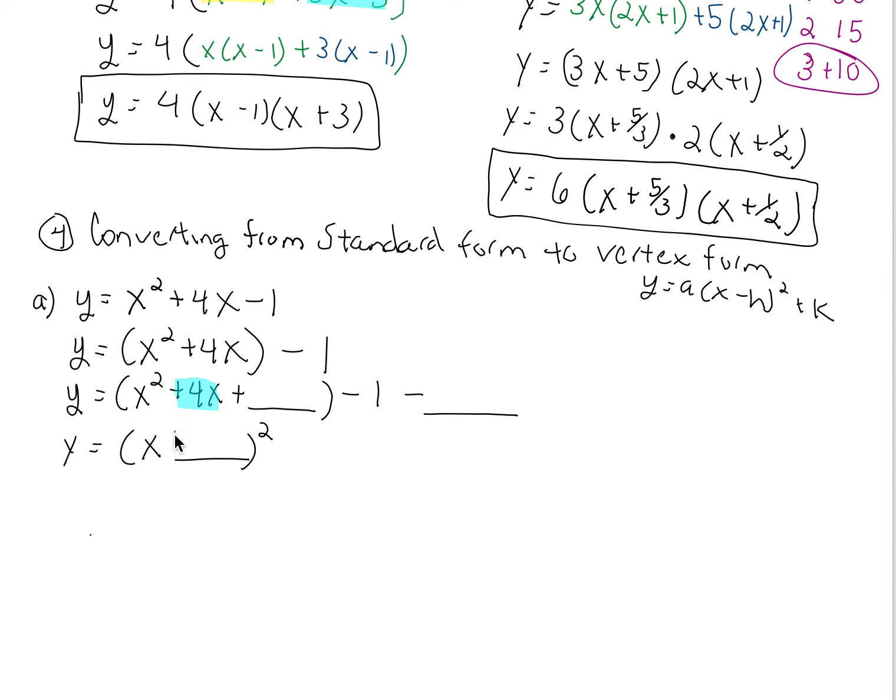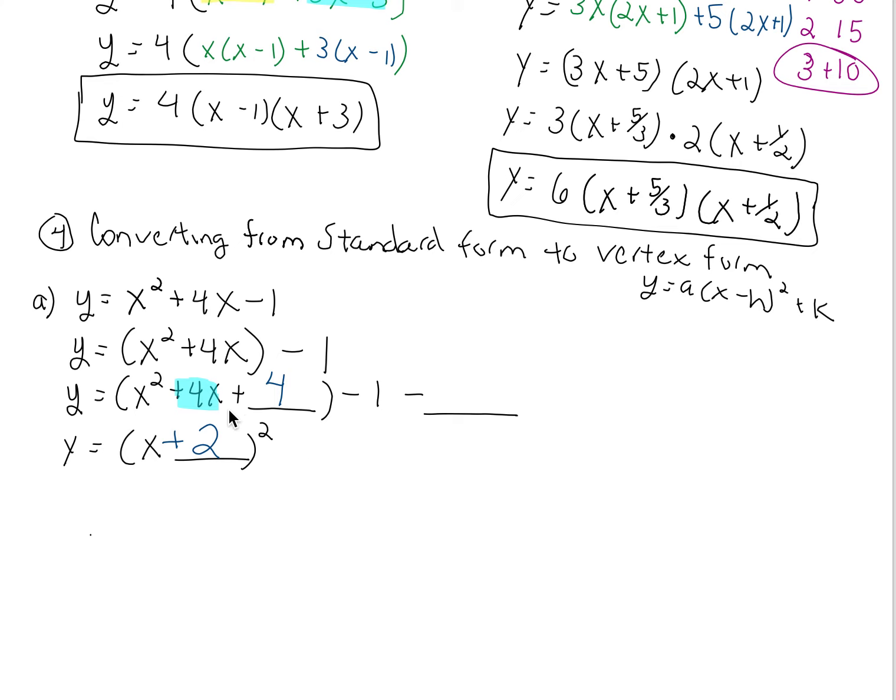Whatever this sign is, that sign comes down. Then I take that 4 and I divide it by 2. So whatever the B is, divide it by 2, and that gives you this bottom blank. So 4 divided by 2 is 2. Then I take 2 and I square it, and it goes into this blank.